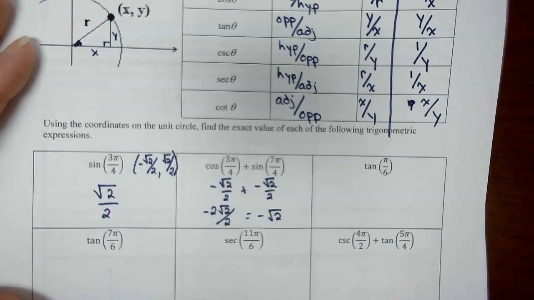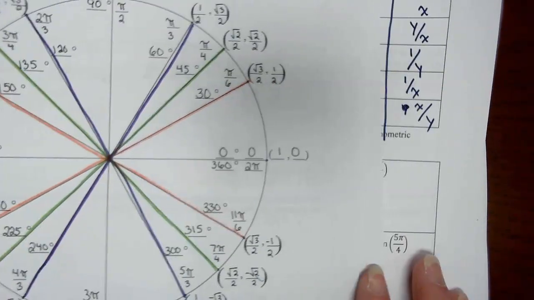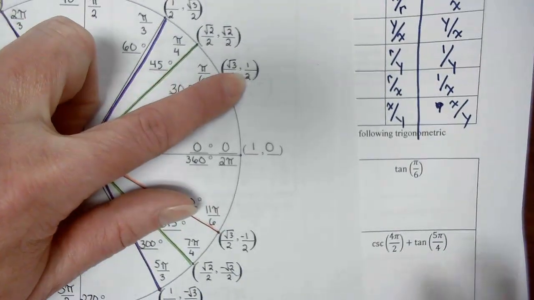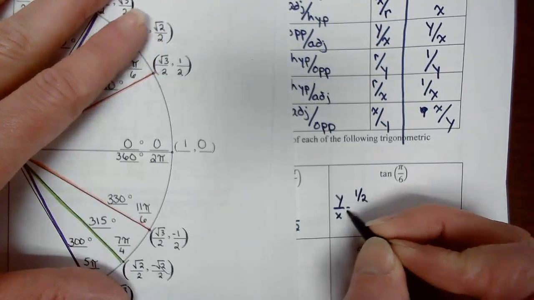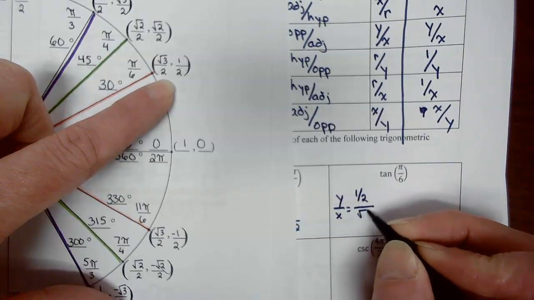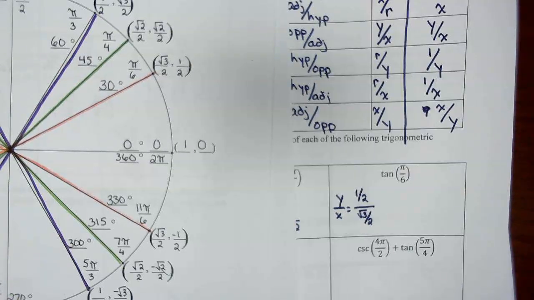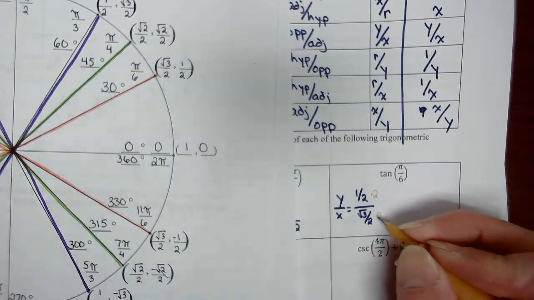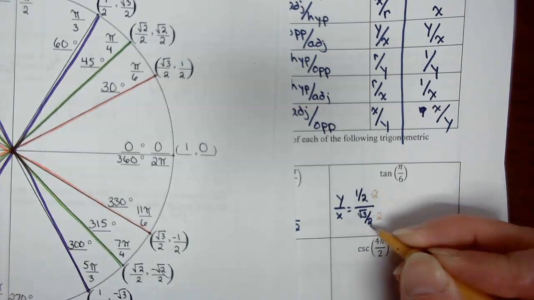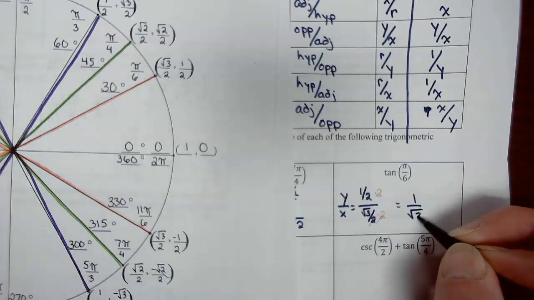Tangent of pi over 6. That's y over x. So I'm going to find pi over 6. And I'm going to be taking the y value. So let me write this down, y over x. So the y value divided by the x value. Now something really interesting happens here because they both have a denominator of 2. If I multiplied the top and bottom by 2, it would cancel out these denominators. So I would just be left with 1 over the square root of 3.